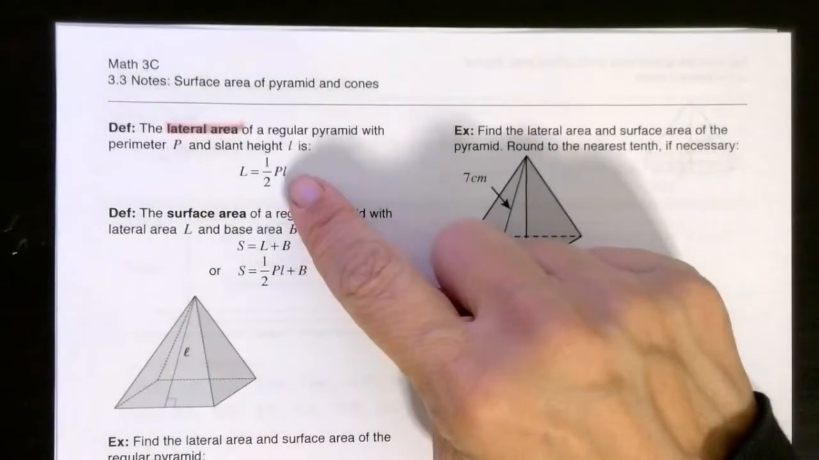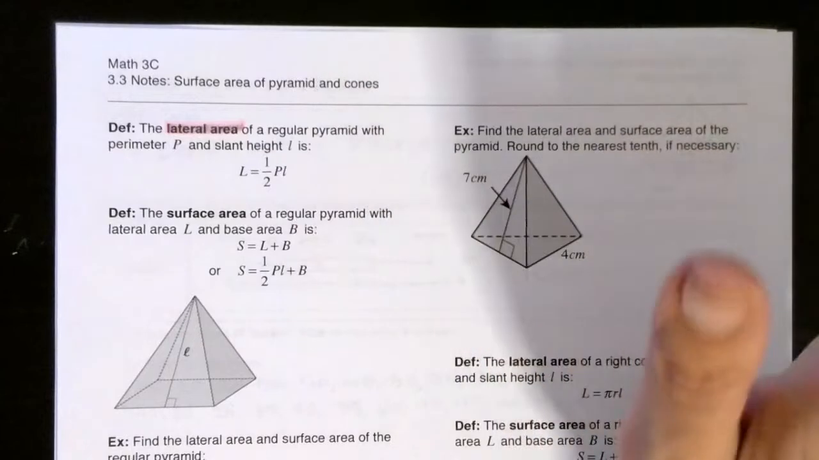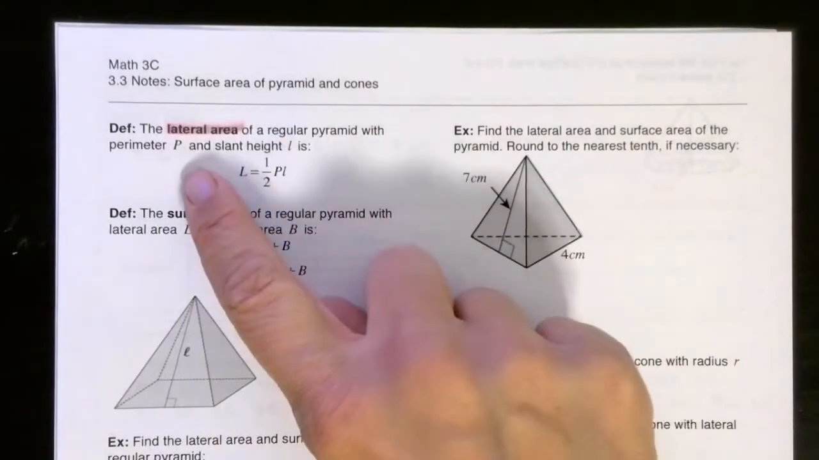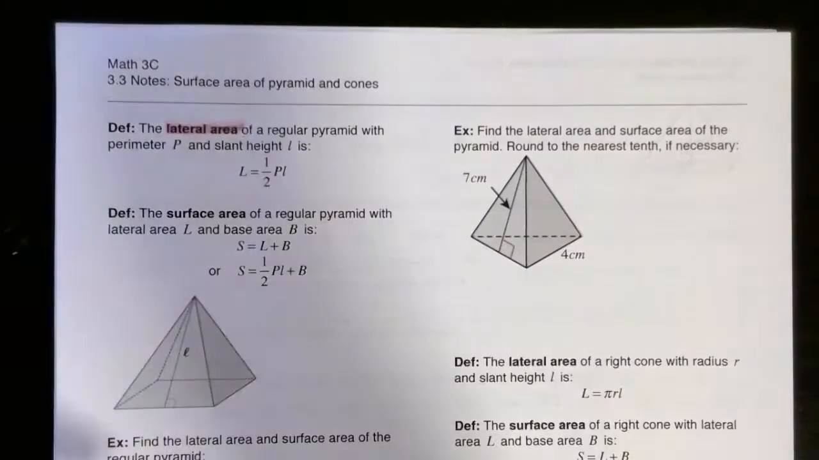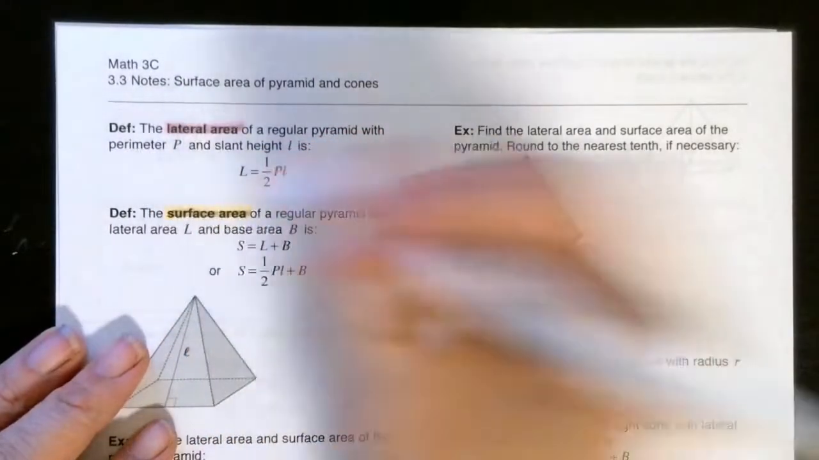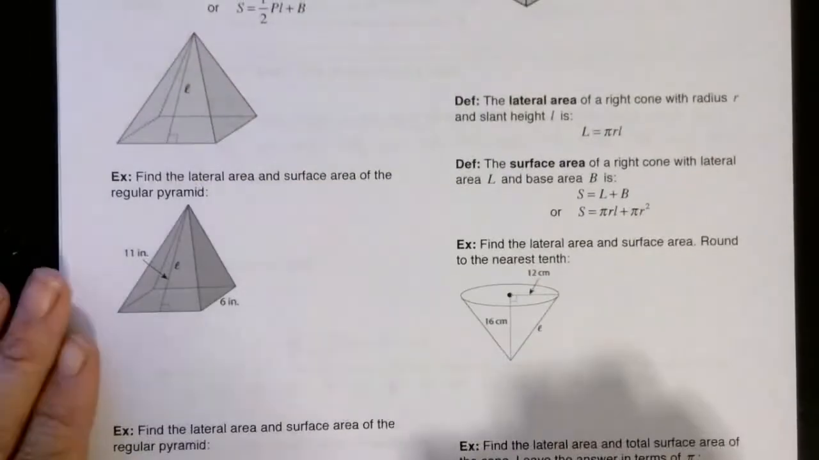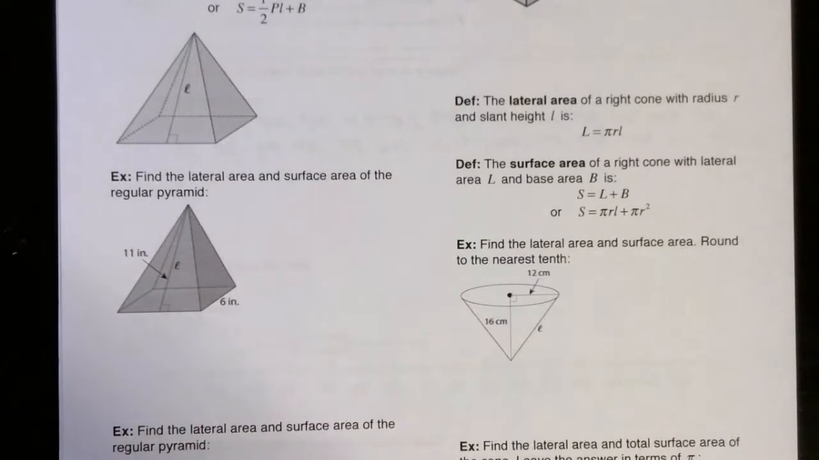You can use these formulas if you want. It's no big deal, but I don't like to do that because it doesn't make as much sense to me. But they work. You just have to know what the P and the L stand for, and it's in the definition. Surface area is when we take the lateral sides and then we add the base to it as well. Okay? So, find the lateral area and surface area of a regular pyramid.